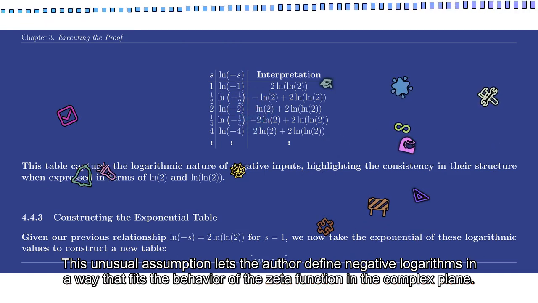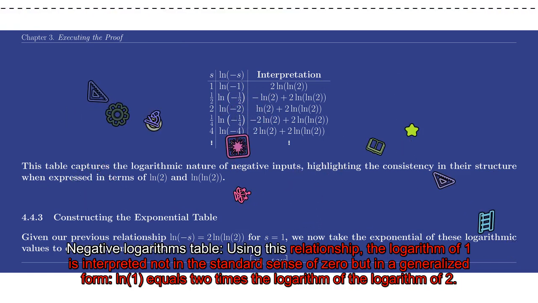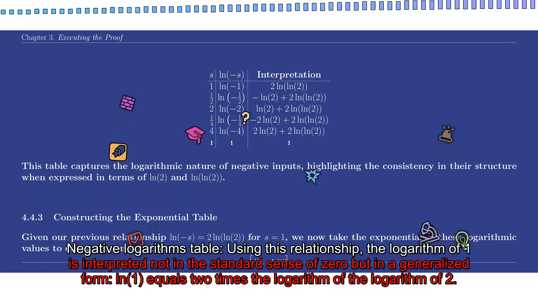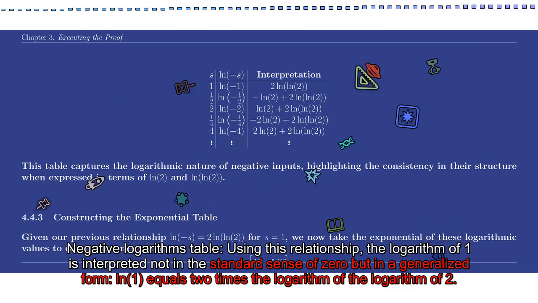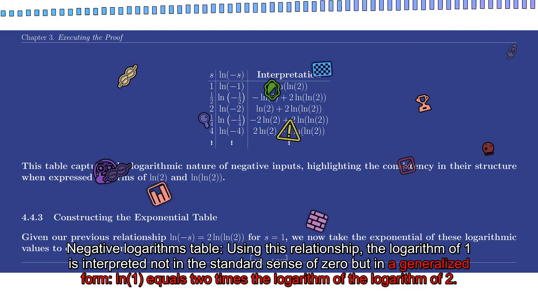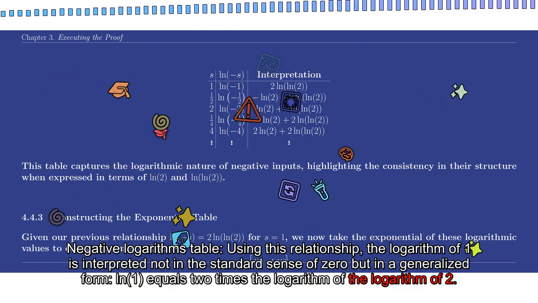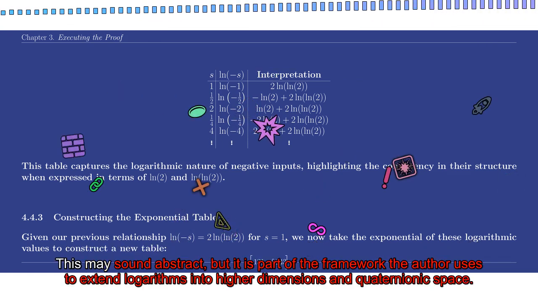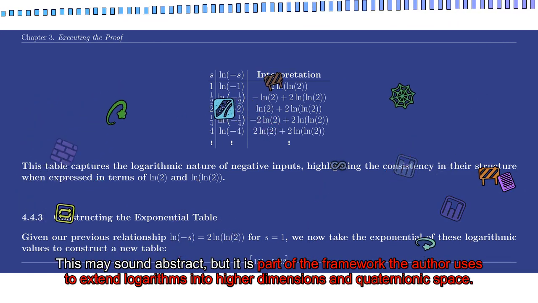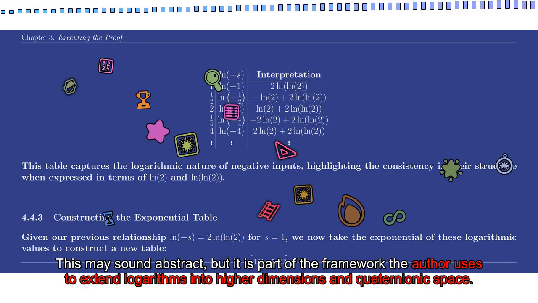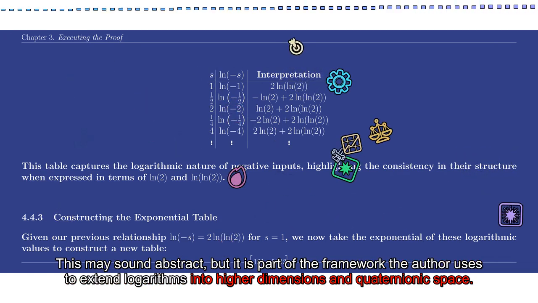This unusual assumption lets the author define negative logarithms in a way that fits the behavior of the zeta function in the complex plane. Negative logarithms table. Using this relationship, the logarithm of 1 is interpreted not in the standard sense of 0, but in a generalized form: ln 1 equals 2 times the logarithm of the logarithm of 2.